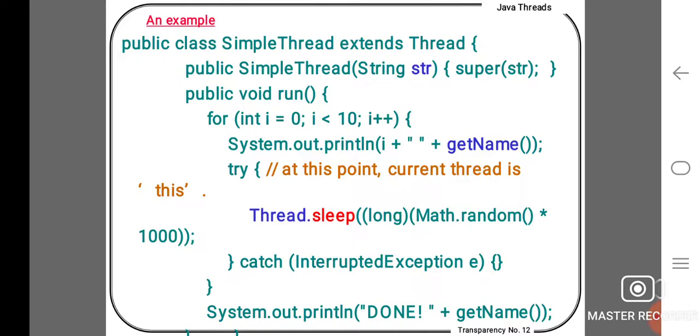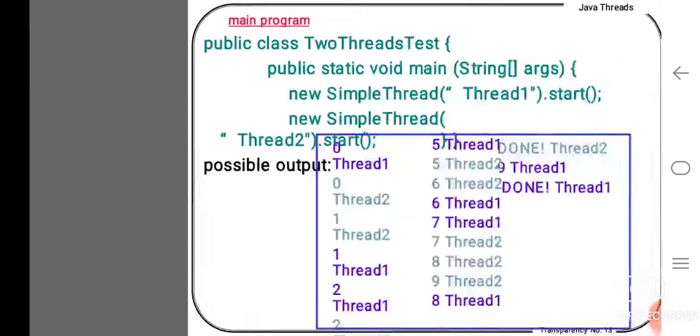An example: public class SimpleThread extends Thread, public SimpleThread(String str) super(str), public void run, for int i equals 0, i less than 10, i plus plus, System.out.println(i plus getName). Try: at this point the current thread is this. Thread.sleep((long)(Math.random() * 1000)) catch InterruptedException e. System.out.println("DONE" plus getName).